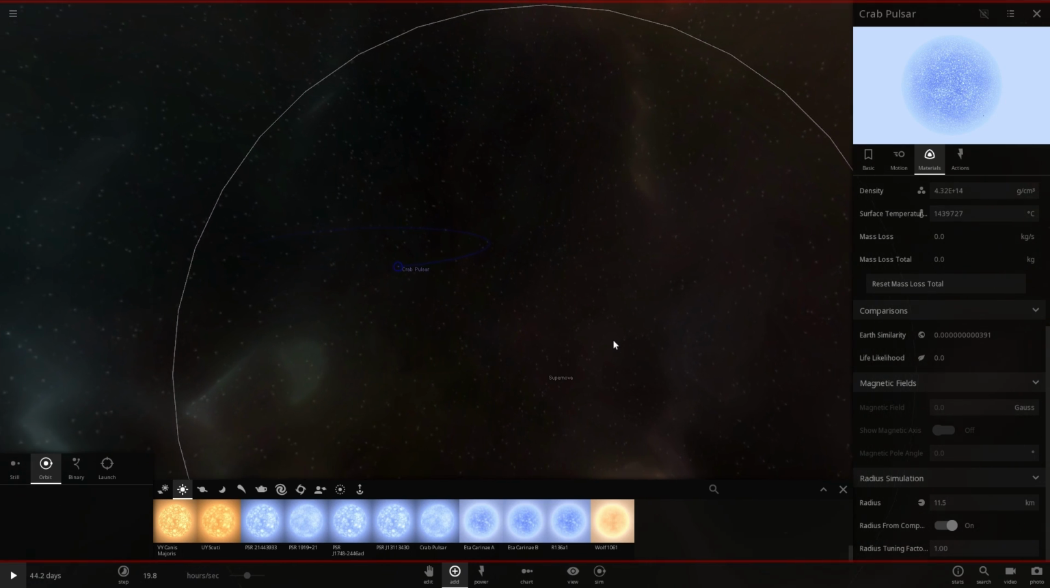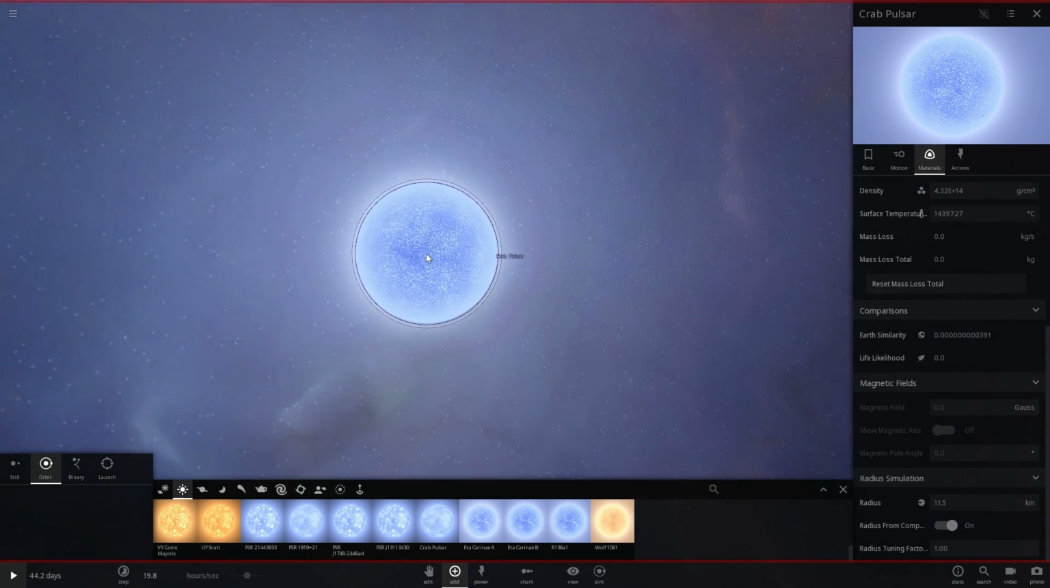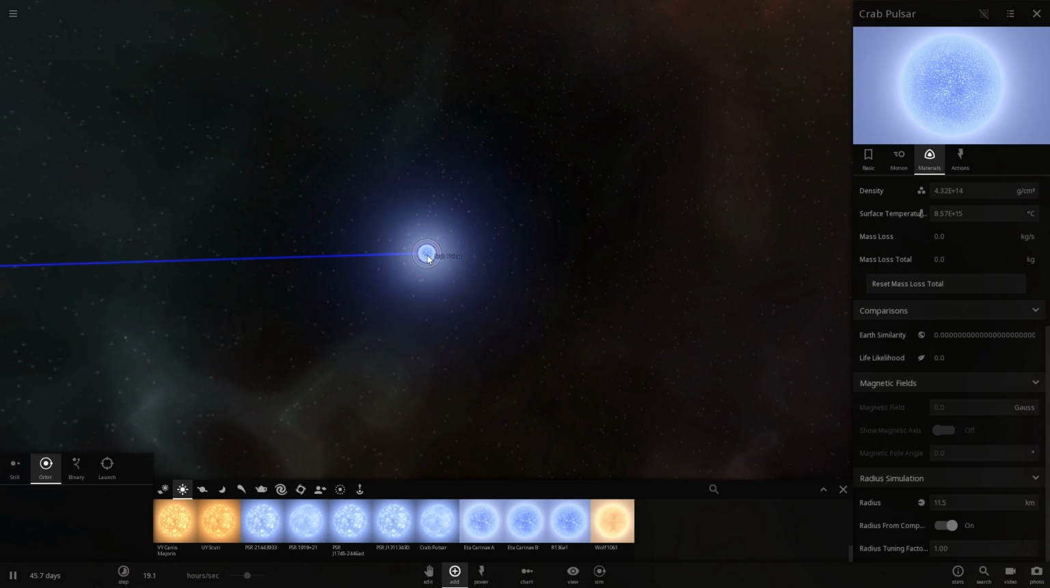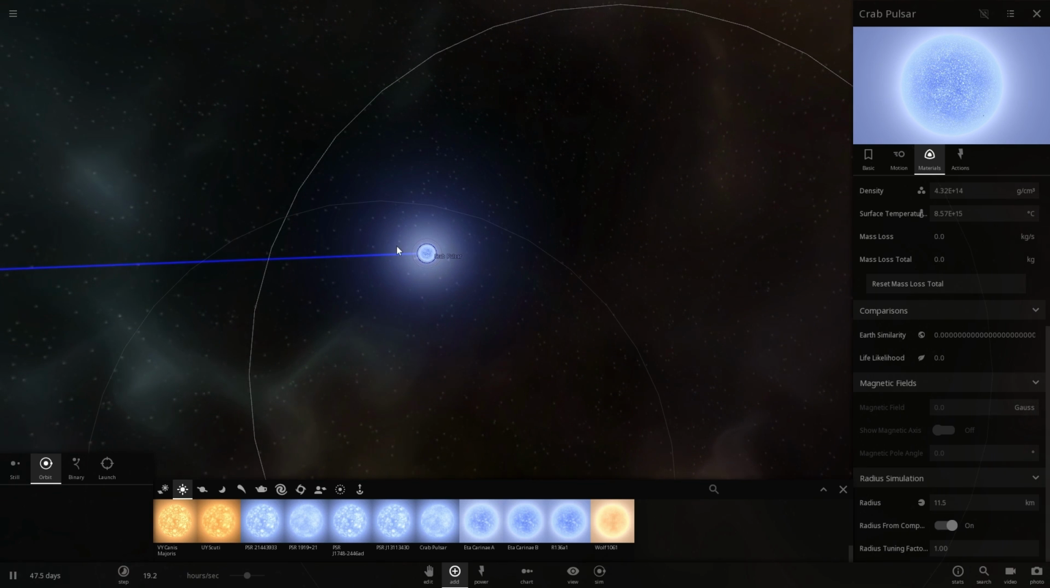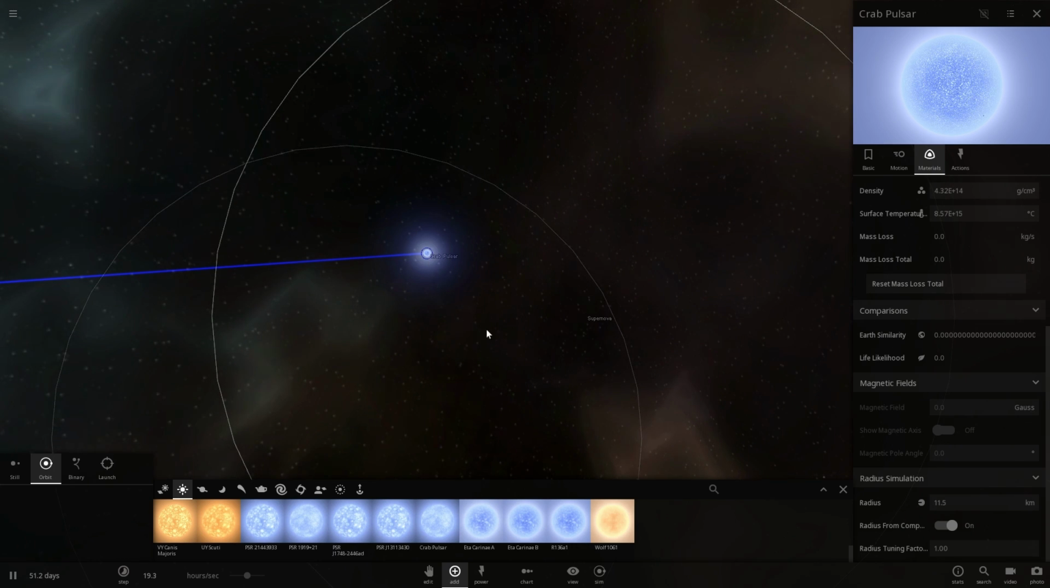And this is what the actual pulsar would look like in comparison to the original size of the star. As a matter of fact, it's only about 28 kilometers in diameter, or in radius, sorry. And so it's a very, very tiny object, and it spins very, very fast, and it produces these really powerful streams going basically up and down.